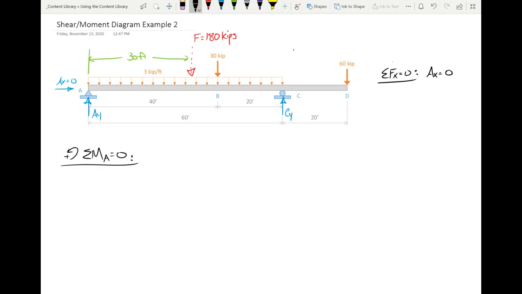So if we're summing moments at A, and remember, we're taking moments in this direction to be positive, let's take the 180 kip moment. So we have 180 kips. How far is that from A? Well, it's 30 feet. Now, at A, and I want everybody to help me out with this, is this generating positive bending moment or is it generating negative bending moment?